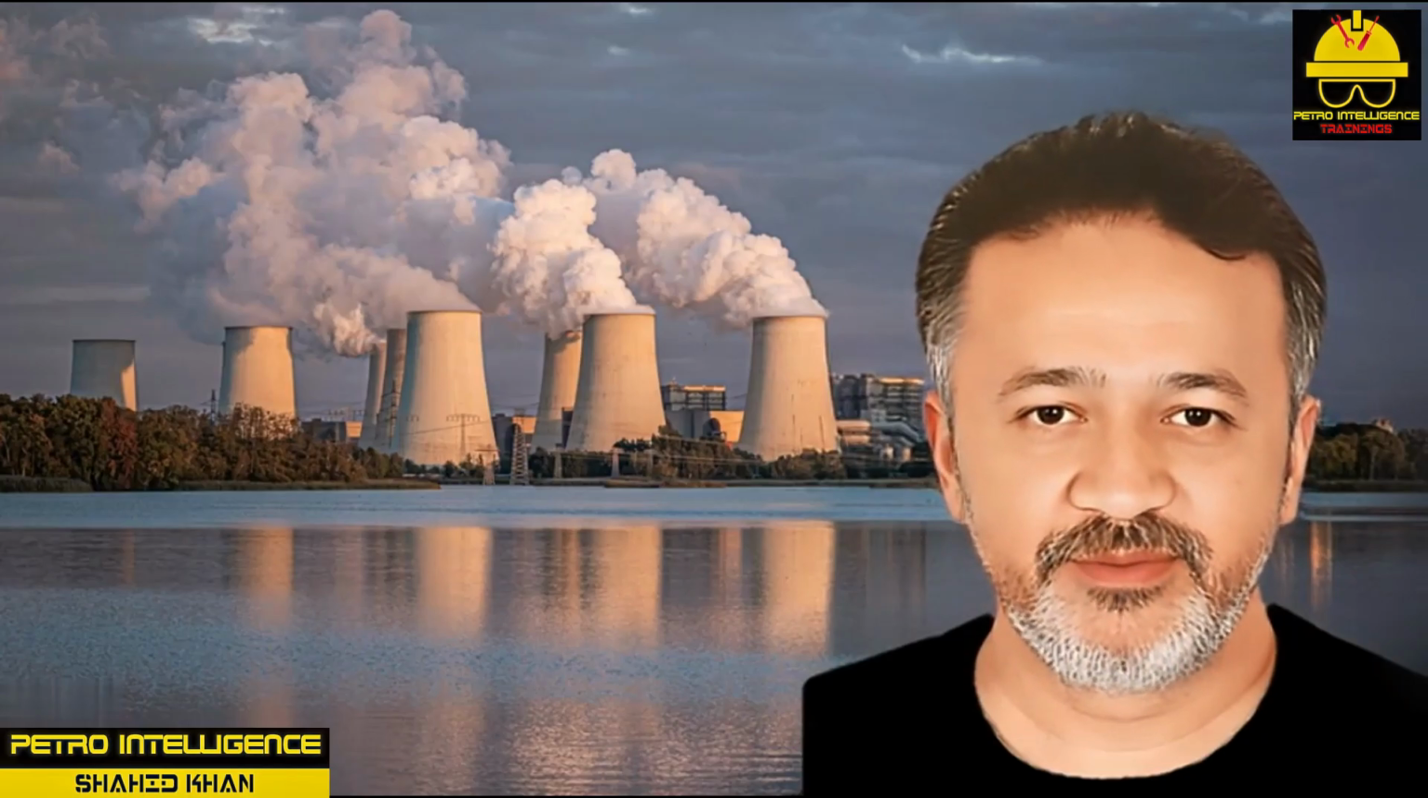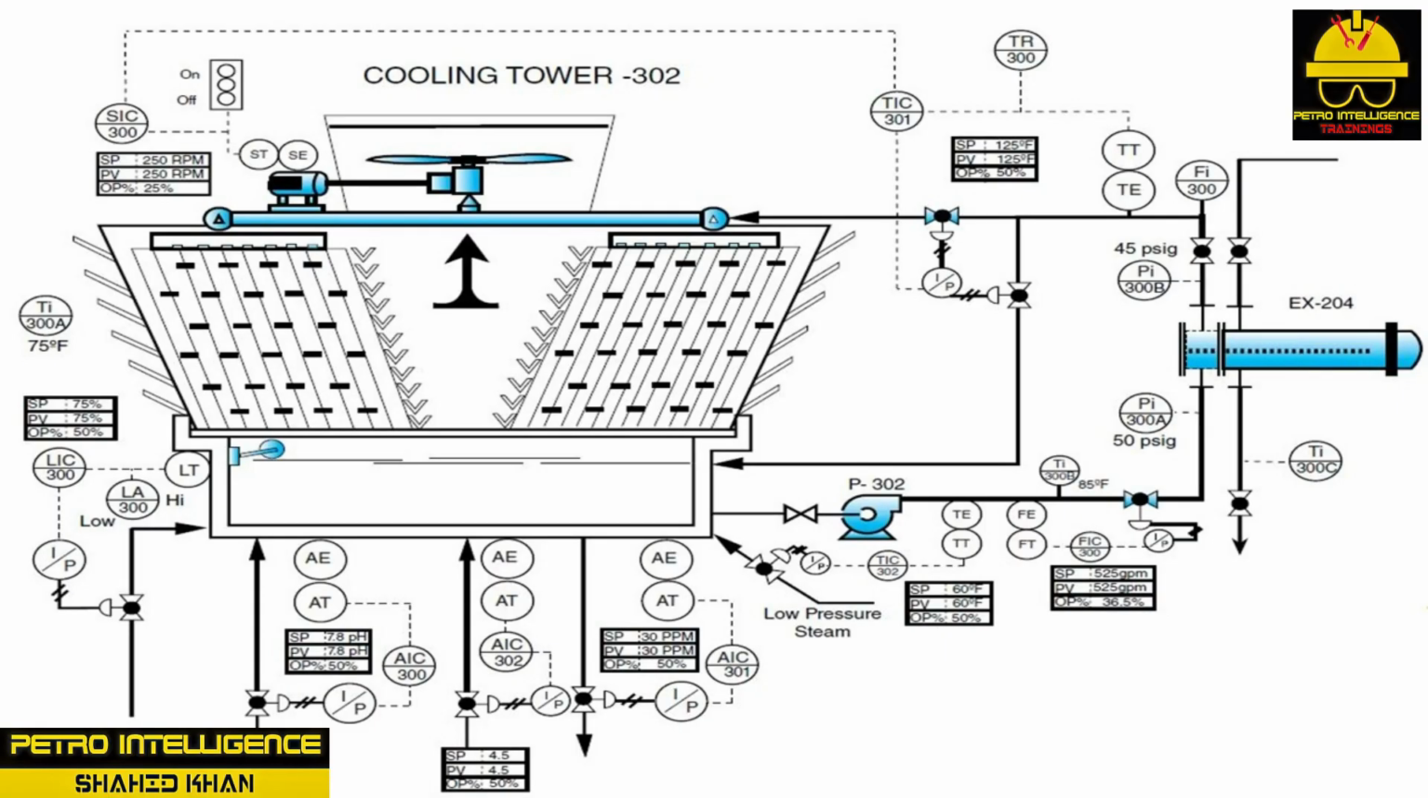Instrument problems. Instruments on the cooling tower include 3 analytical control loops, 1 level control loop, 2 temperature control loops, and 1 speed control loop on the fan. A variety of simple instruments are mounted on the cooling tower system.